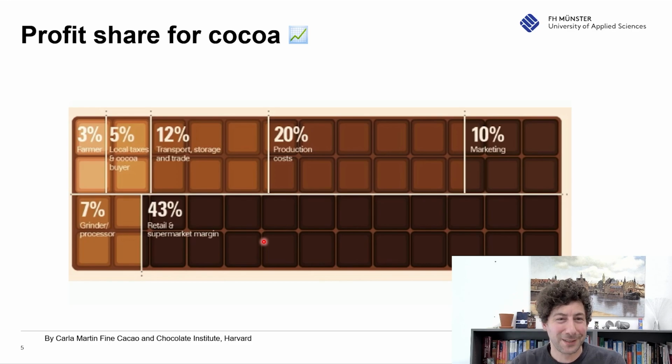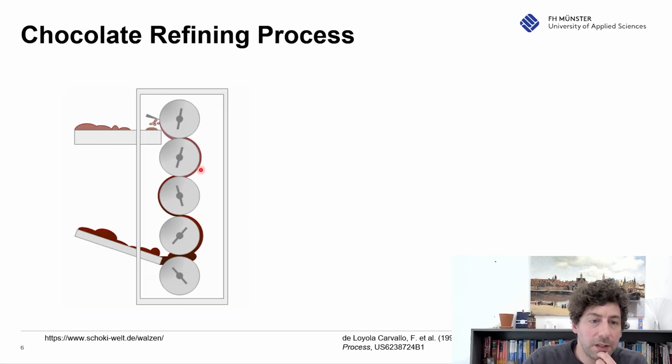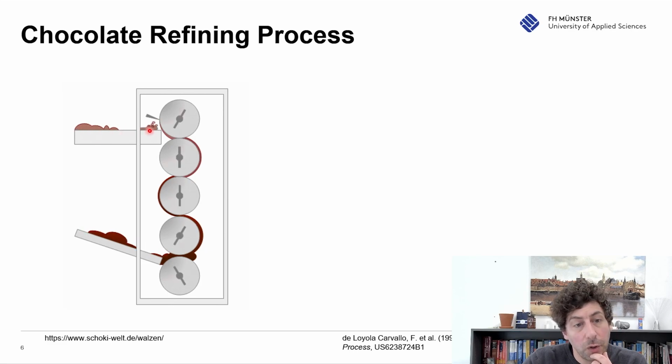So what does it have to do with particle size distribution? Maybe a good question. And then let's take a look at the chocolate production process. And what you see here is chocolate going into this five roll press, it's called. It goes in, something happens, and it goes out.